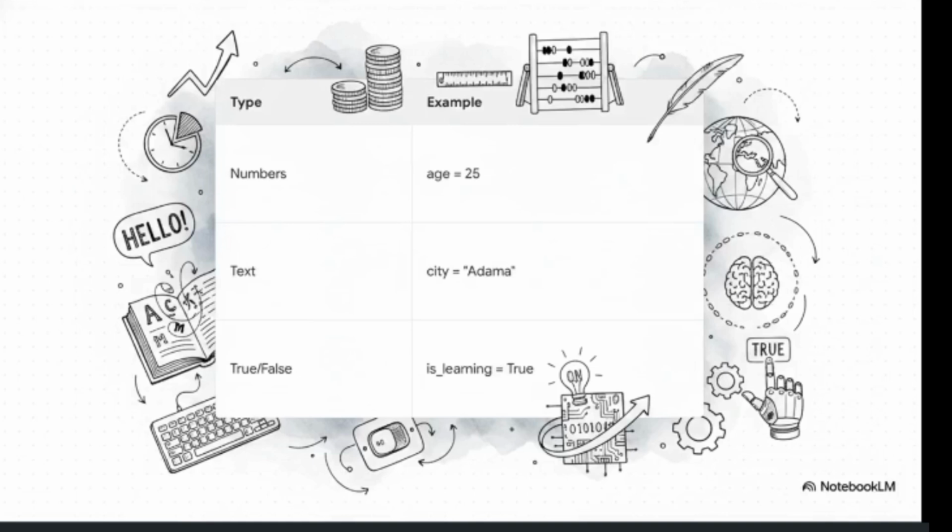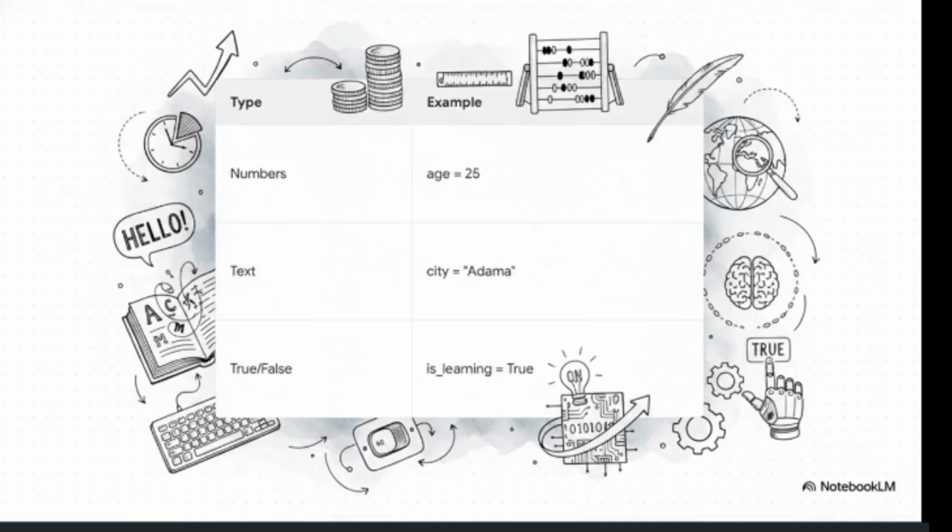Second, we have text, exactly like we saw a second ago. Like city = "Adama" in quotes. Text absolutely always needs those quotation marks so Python knows it's reading words. And third, we have these things called true-false variables. Look at is_learning = True. It acts exactly like a simple light switch. It's either on or off.